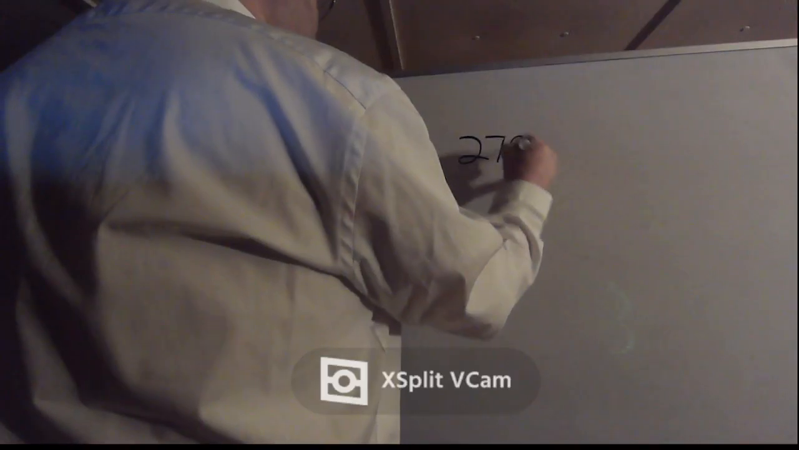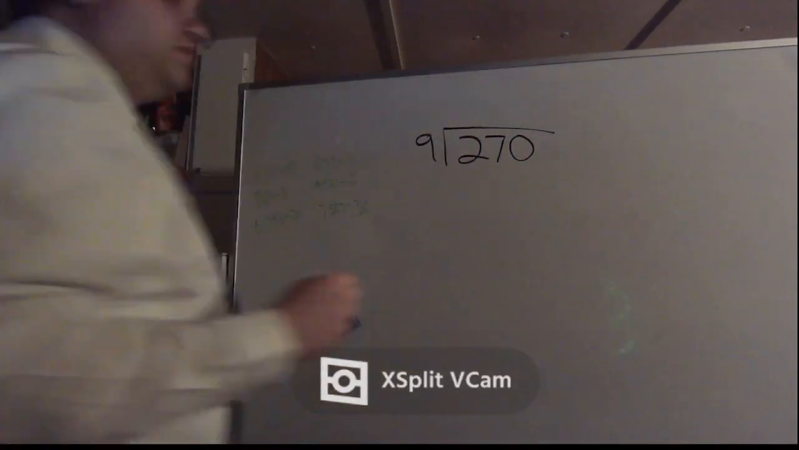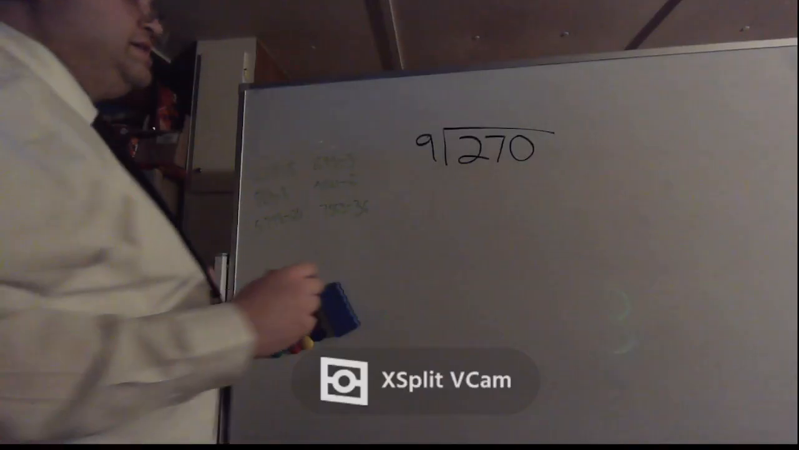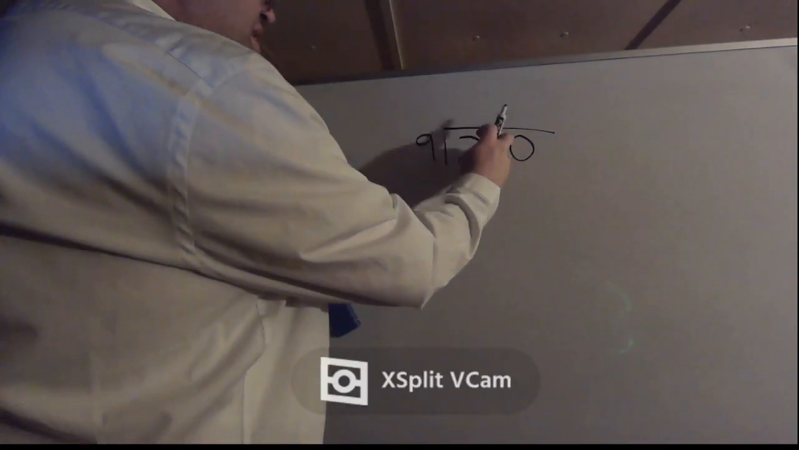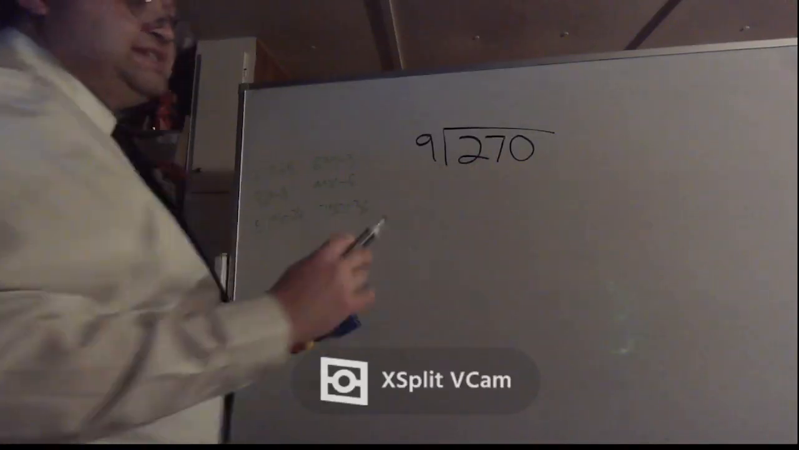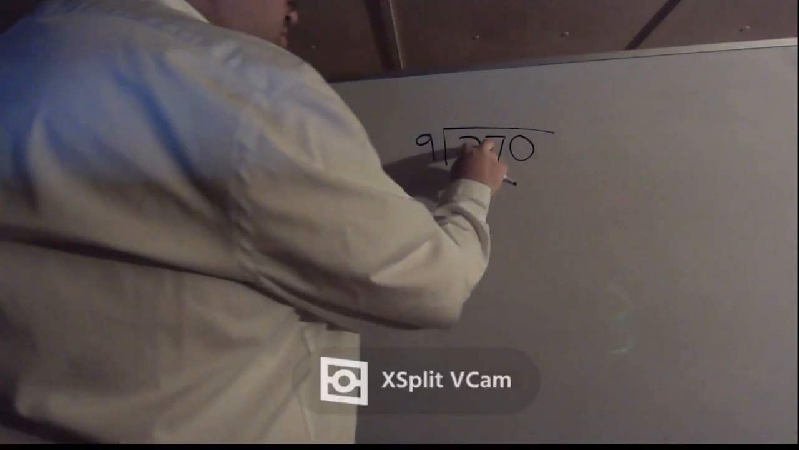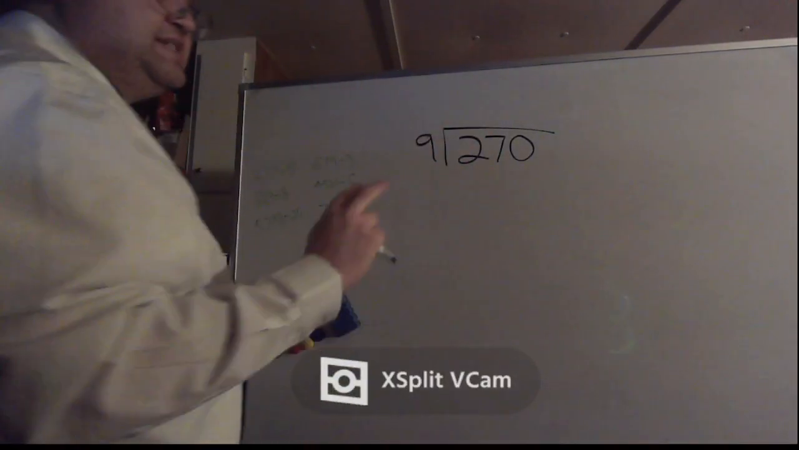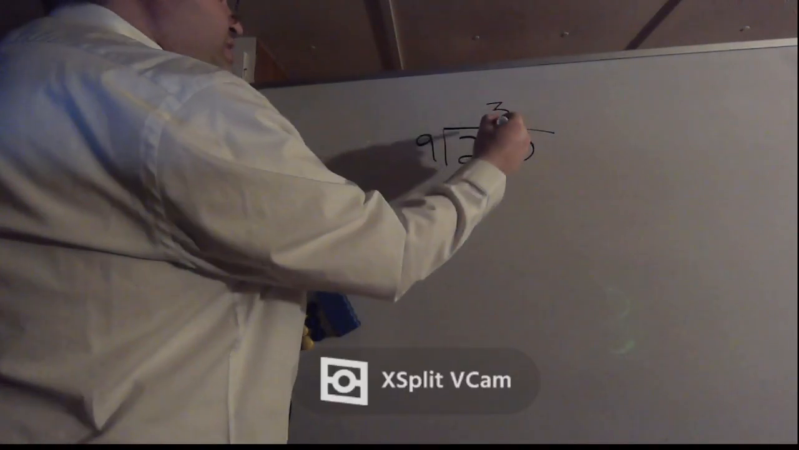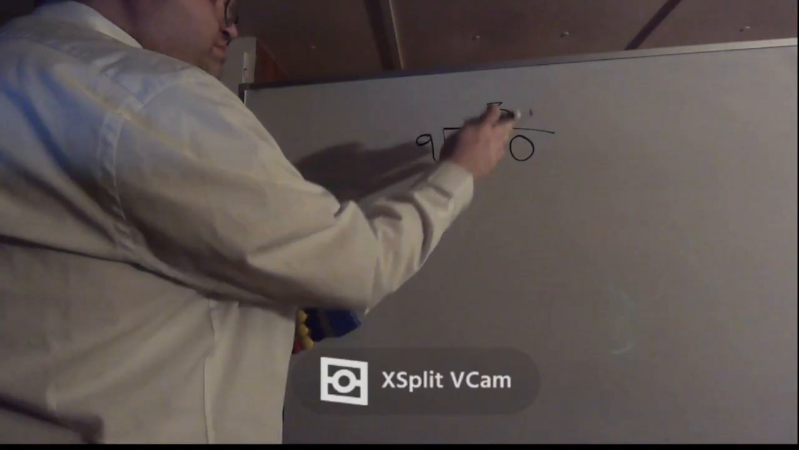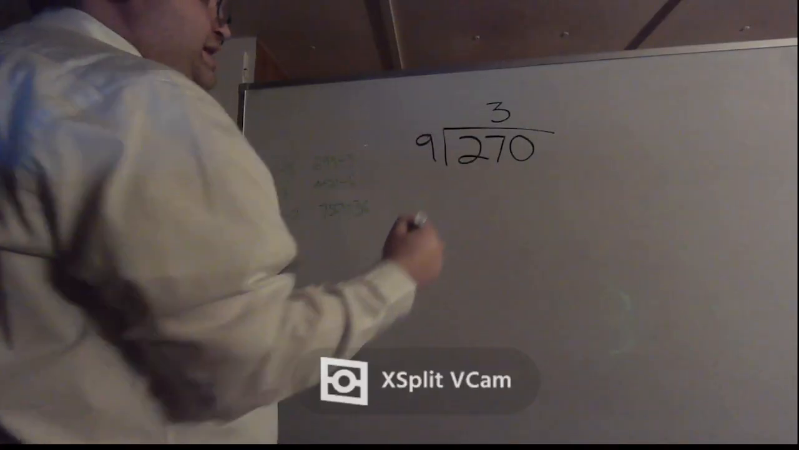Alright, let's try a couple easier ones here. How about 270 divided by 9? 9 doesn't go into 2 at all, so how about the next digit? 9 goes into 27. You'll go into the 2 together here. 9 goes into 27 how many times? 3. So you'll write it above the 7 there since you're doing 27 divided by 9.